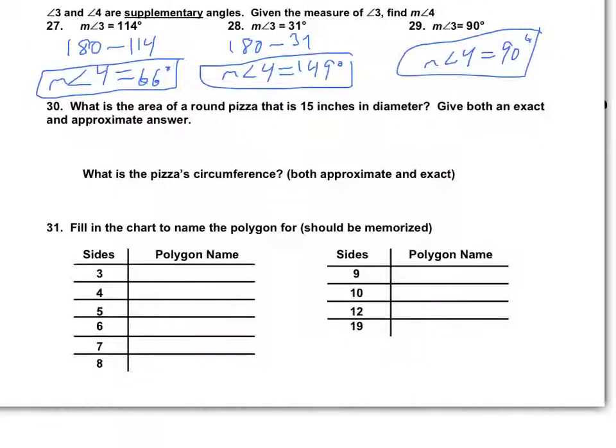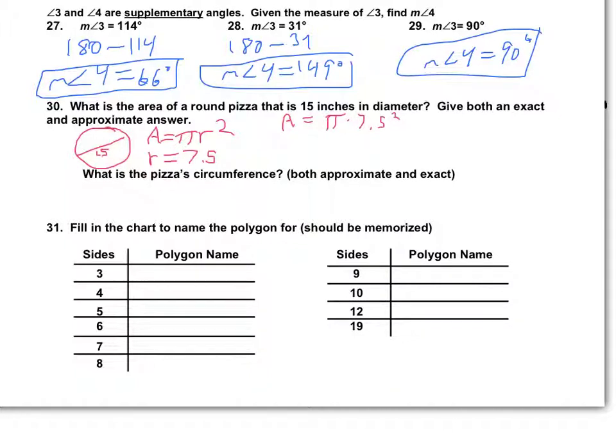Okay, number 30. What is the area of a round pizza that is 15 inches in diameter? Give both the exact and approximate answers. All right, you don't have to do this, but it might be helpful to draw a little picture. So there's our round pizza, 15 inches in diameter. Okay, and so for area, the area of any circle is pi r squared. And so you have to know that the radius is not 15, the radius is half of 15, 7.5. So I'll go ahead and put this in. Area equals pi times 7.5 squared.